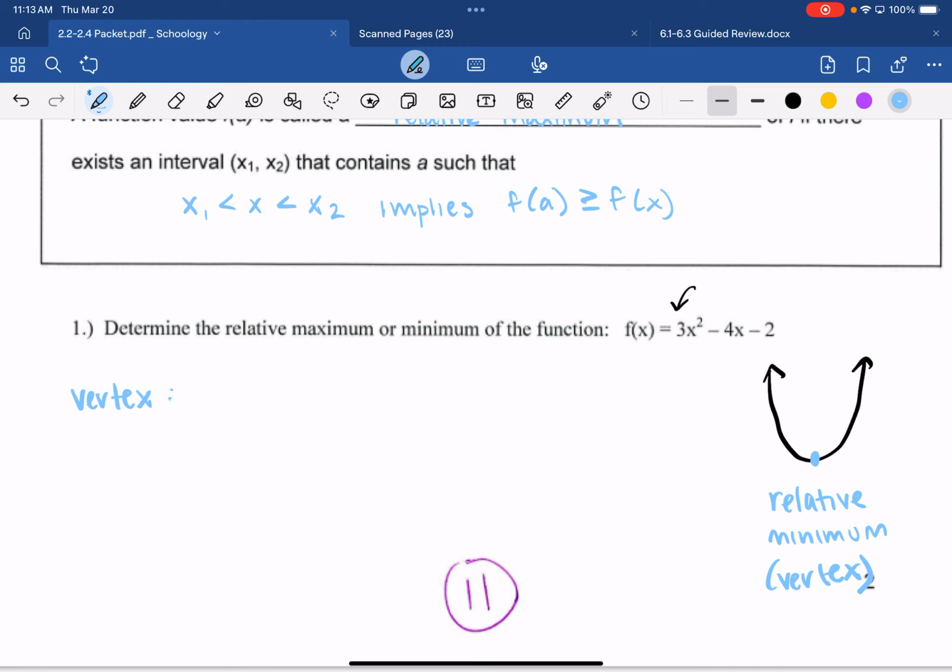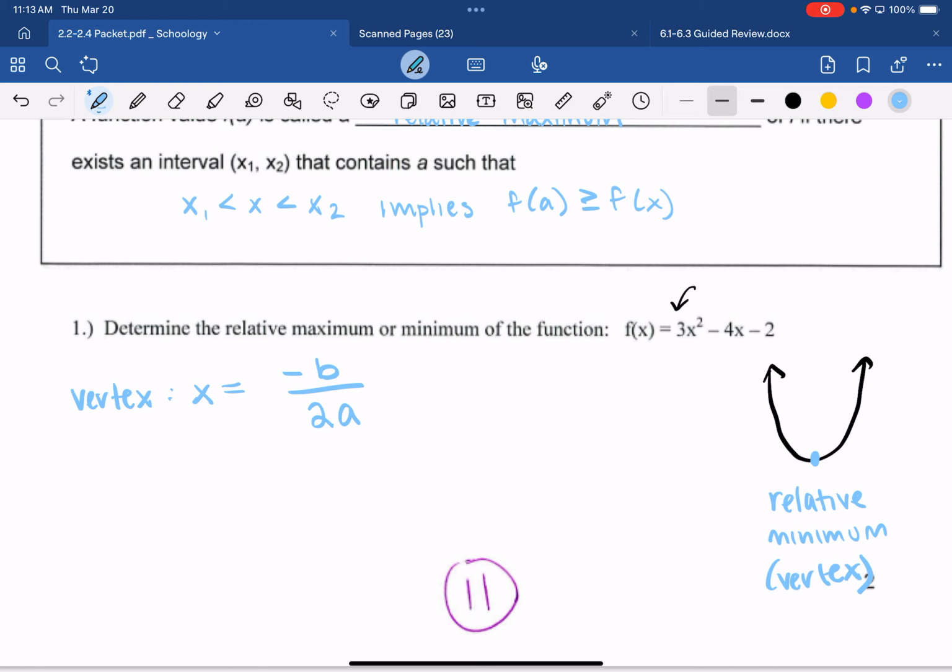Find the x value specifically of our vertex. That is a formula, though. Negative b over 2a, yeah. So this should look familiar in maybe one of two places.